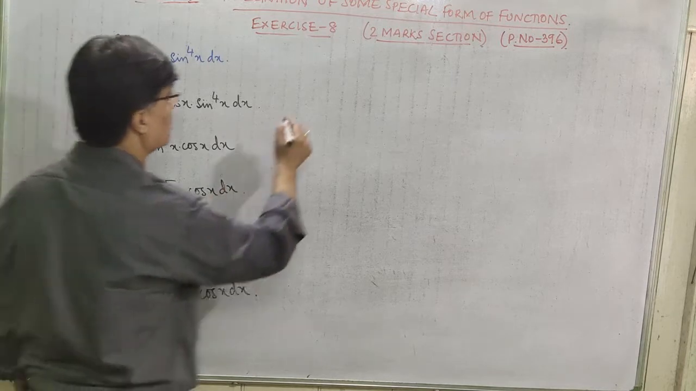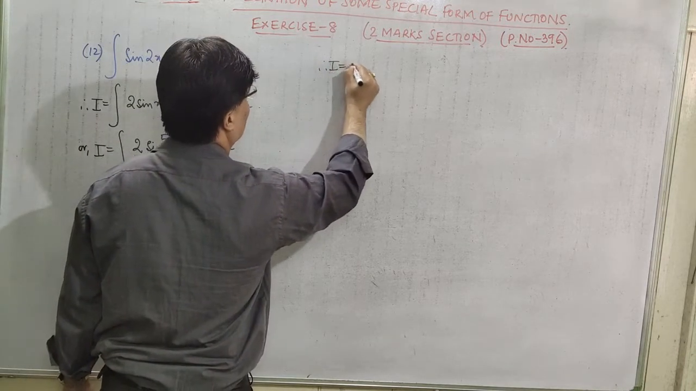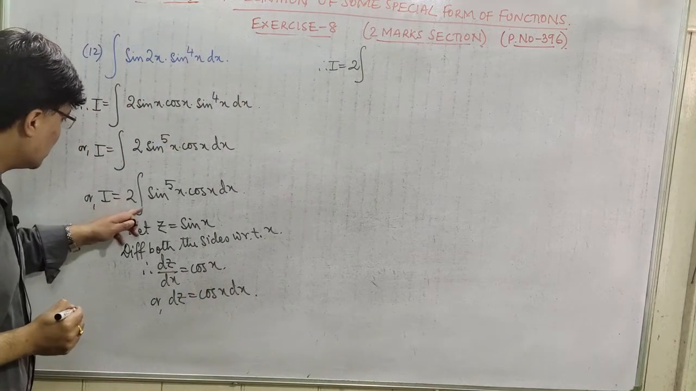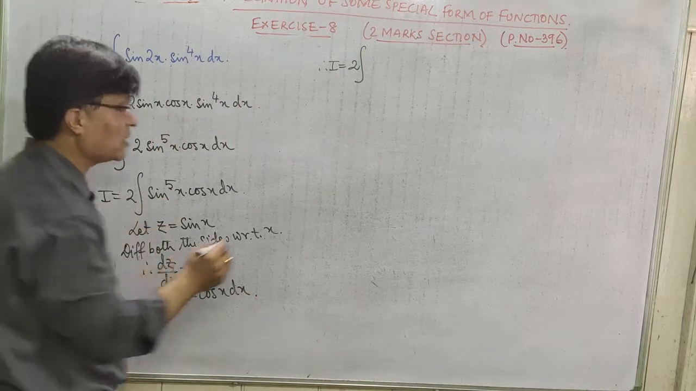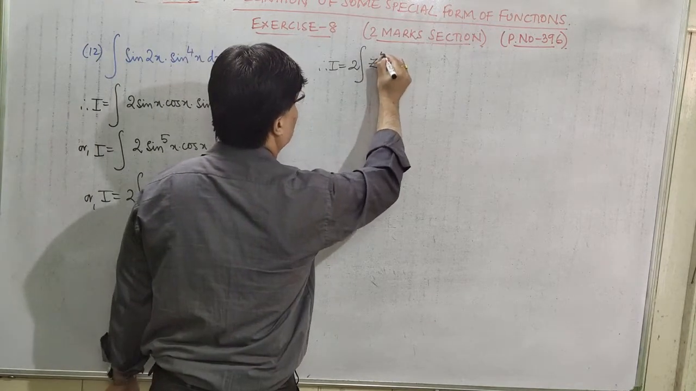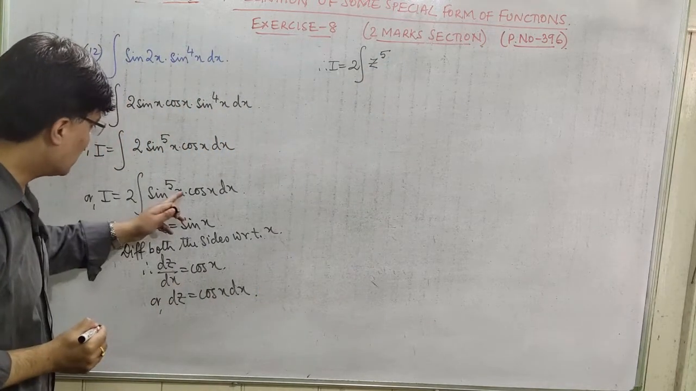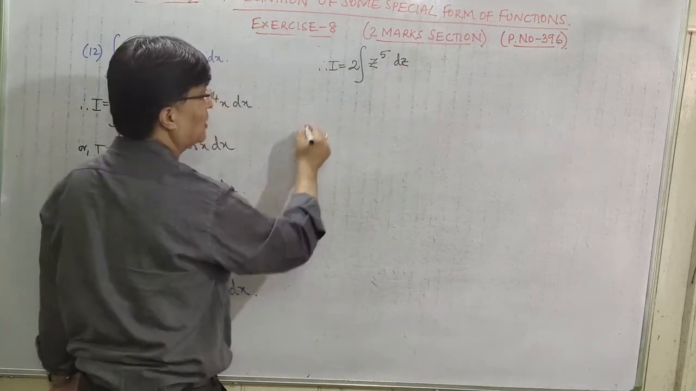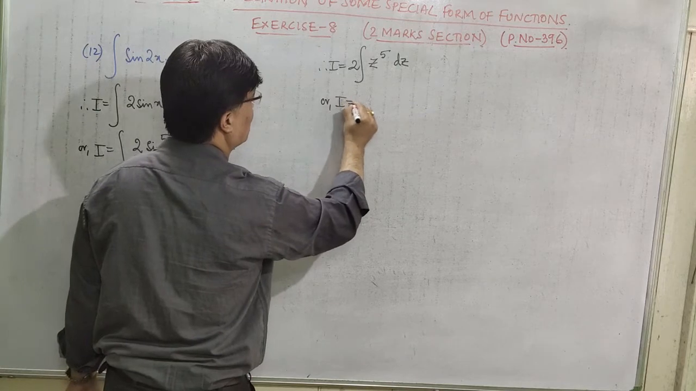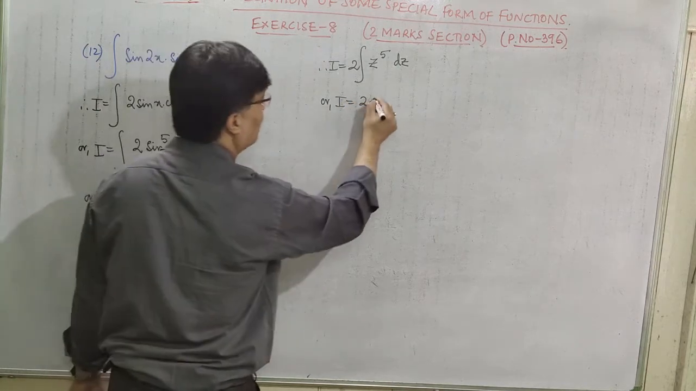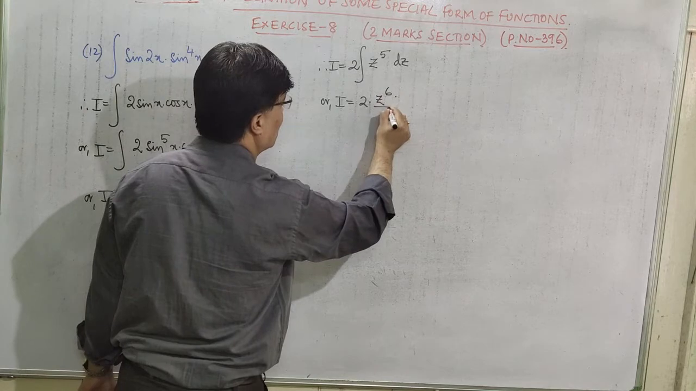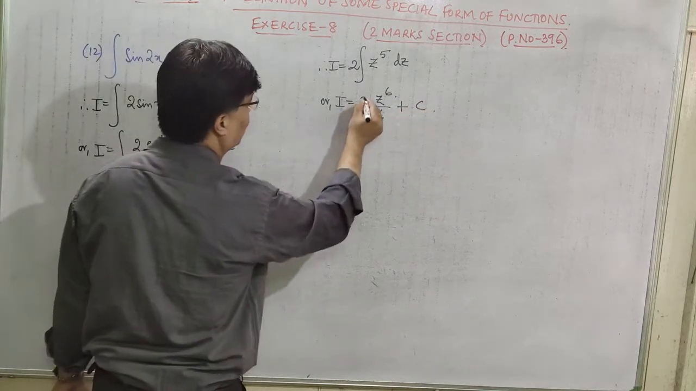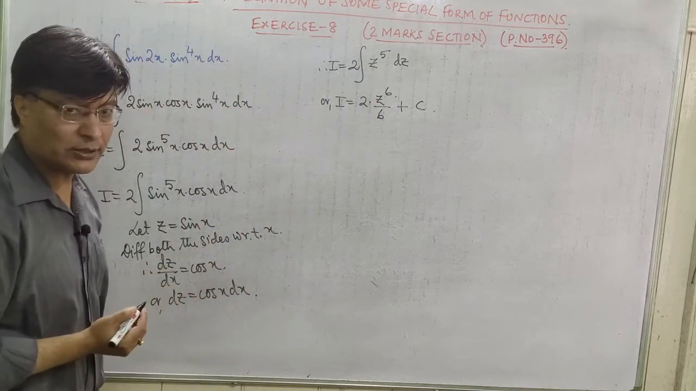So what does I become now? Therefore I is equal to 2 integration of sin to the power 5x, which is z to the power 5, and cos x dx, which is dz. Or I is equal to 2 into the integration of z to the power 5, which is z to the power 6 divided by 6. Then we write plus c, because we have finished integration, right?